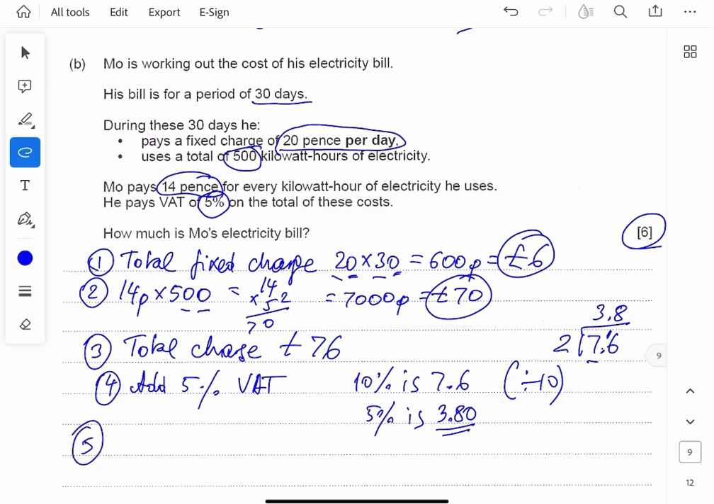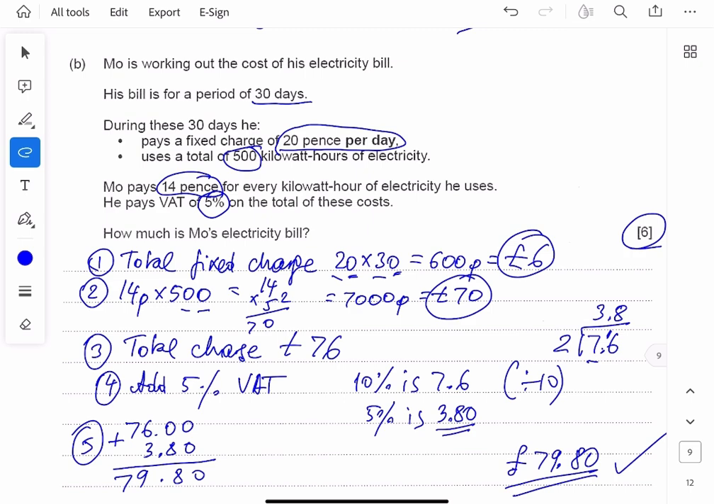Okay, and finally, in the last step, we're going to add this to the price. Why are we adding? Because that is added tax. Okay, you should get £79.80. Well done if you got full marks for this question, and if you got any marks, please make sure you got the right steps. Try to get as many marks as possible from long questions like this.